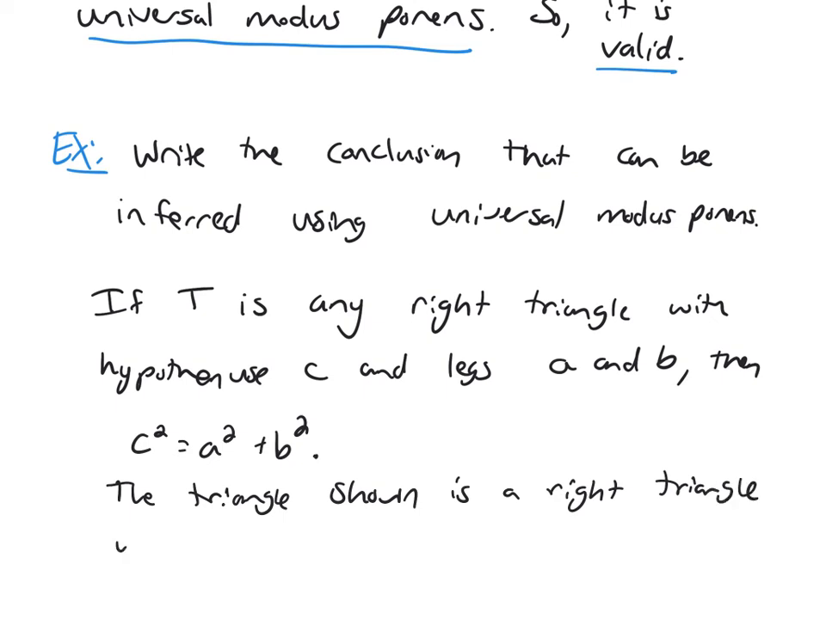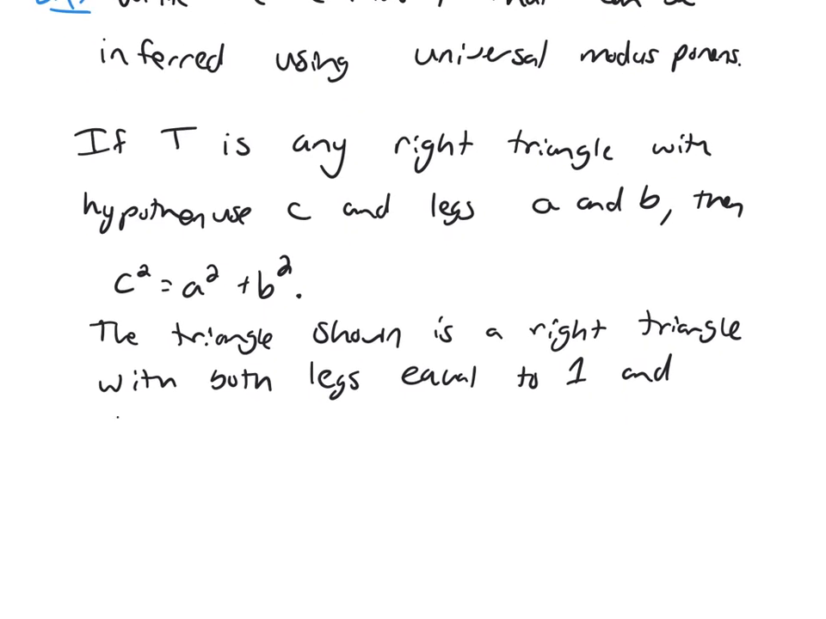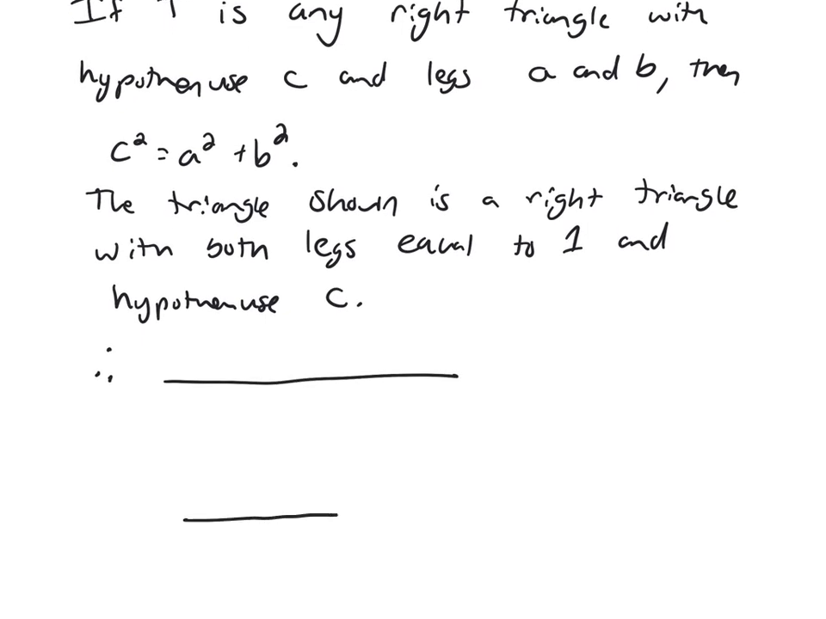So I'm about to draw the triangle with both legs equal to 1 and hypotenuse c. Therefore, blank, and the triangle I'm going to show. Here's my right triangle. I didn't draw this the greatest because these two sides should be the same length: 1, 1, and c here.